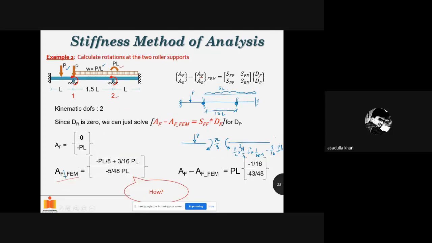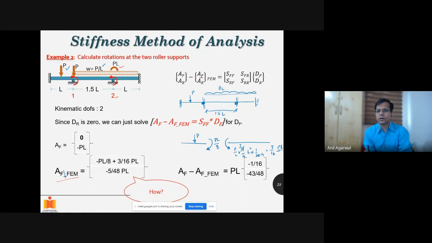Now you can see that the two are in opposite directions. PL by 8 is in the clockwise direction, so I'll write that as negative. And 3 by 16 is in the anti-clockwise direction, I'll write that as positive. So basically this support has to be providing this much of external moment, which is basically the balance of this and this.